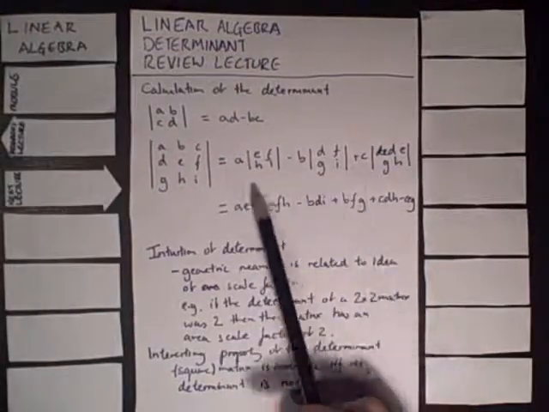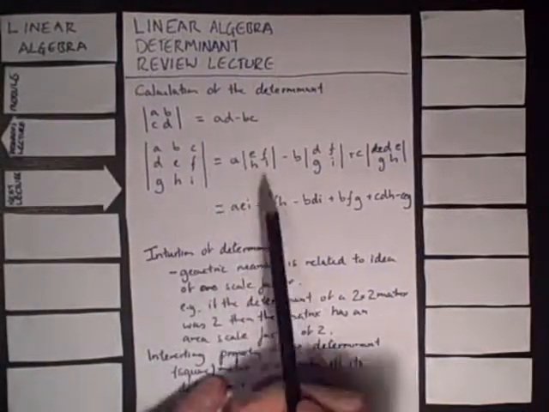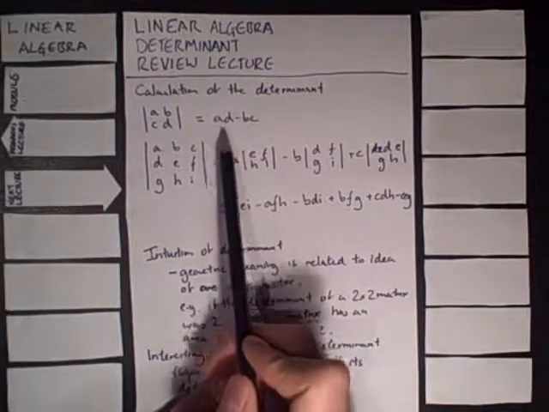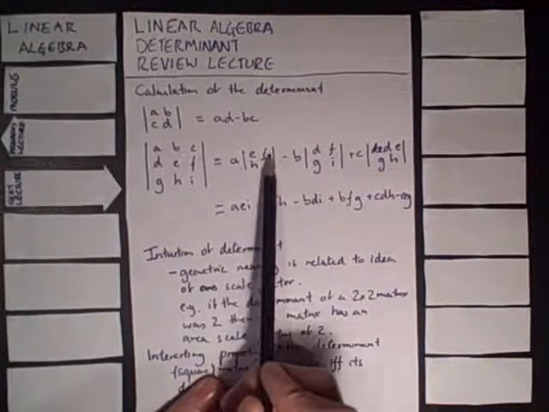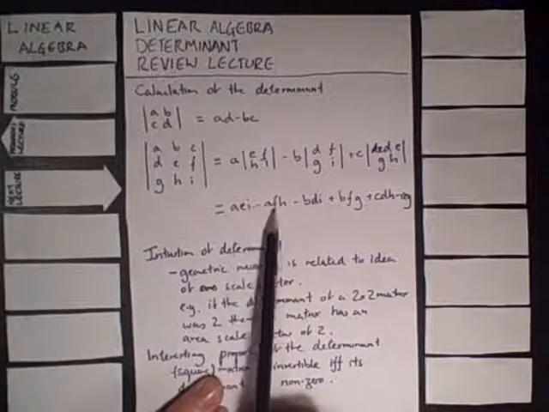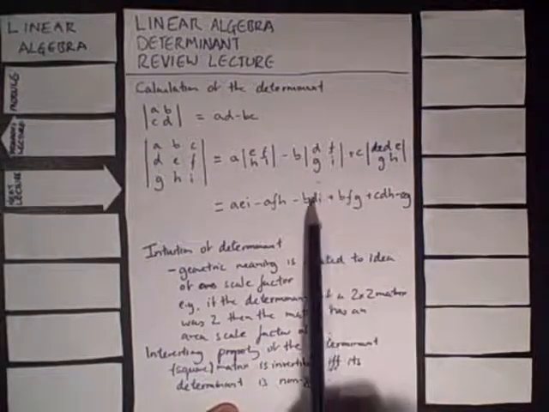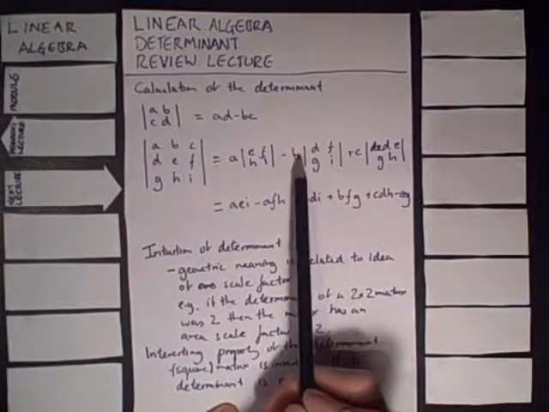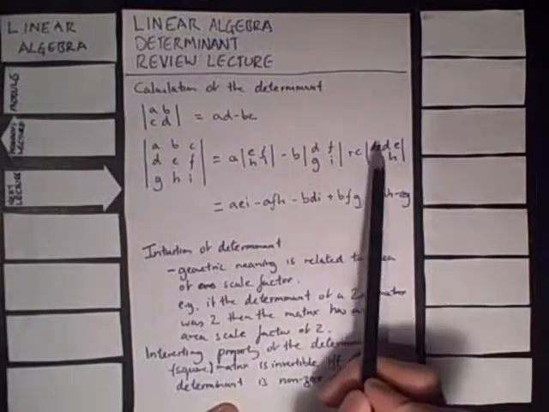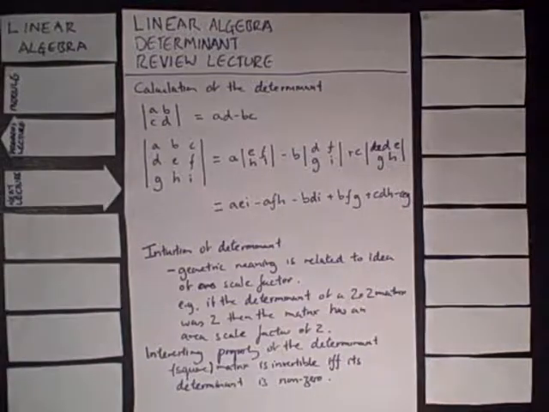When we do these, this is quite simple using the above form. So the determinant of this matrix is EI minus FH, and then just multiplying out the bracket. Same here, DI minus FG, multiplying out the bracket, and then DH minus EG. So that's the calculation of a matrix.